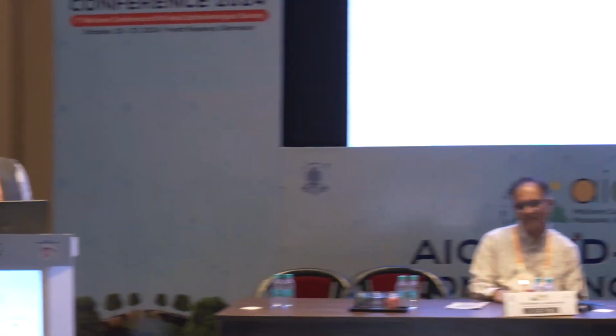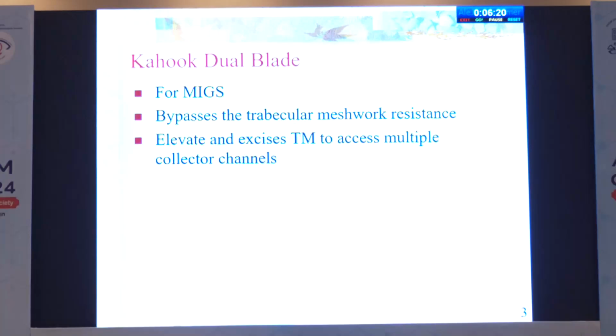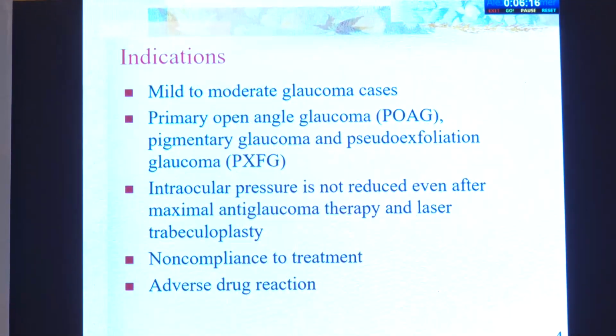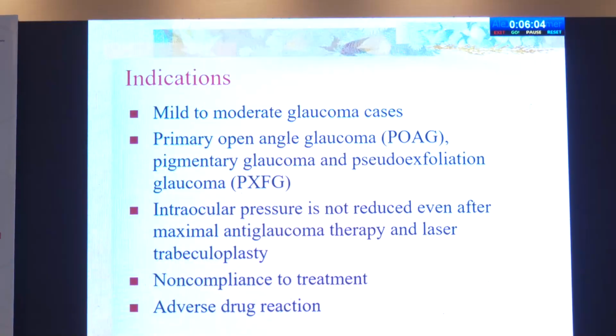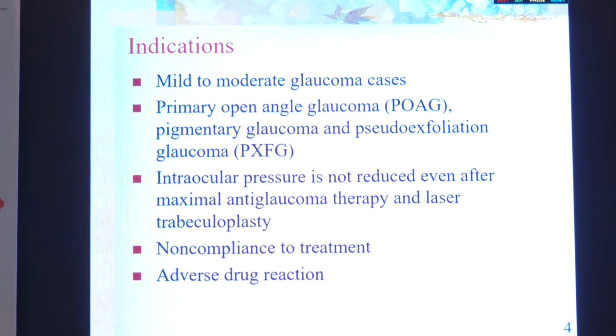So my topic is my experience with the Kahook Dual Blade, that is gliding with KDB for the MIGS. I don't have any financial interest. So this is one which is used for the MIGS surgeries. It bypasses the trabecular meshwork resistance, and it elevates and excises the trabecular meshwork to access the multiple collector channels. The indications are it's used for mild to moderate glaucoma cases, the patients who are non-compliant to treatment and who are experiencing drug reactions.